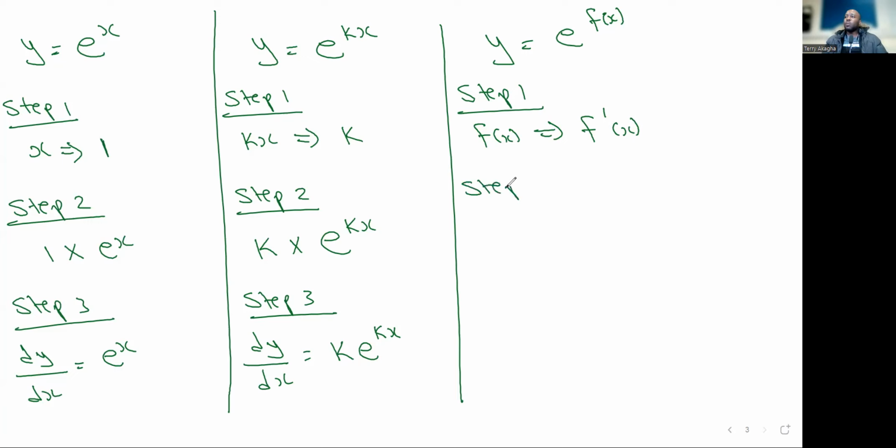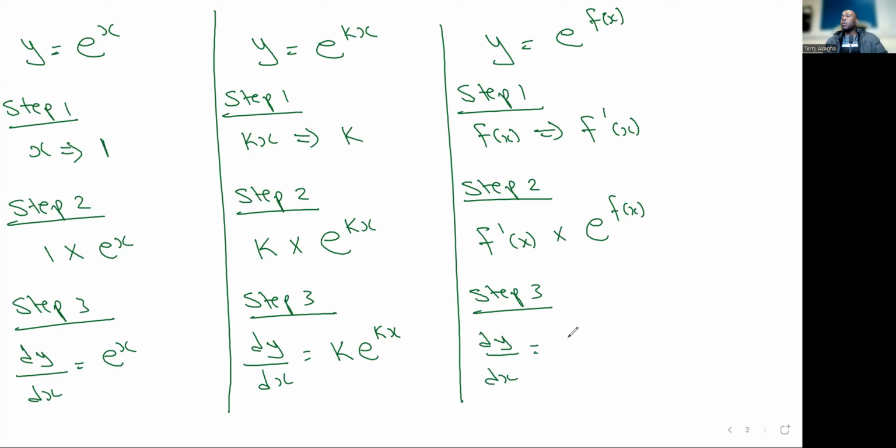Then step 2, you now multiply the answer you got from step 1 with the original question. So it's going to become f prime x multiplied by e f of x. Then step 3, the answer, your dy over dx, will now be equal to f prime x e f of x. Okay? So that is how it looks like.